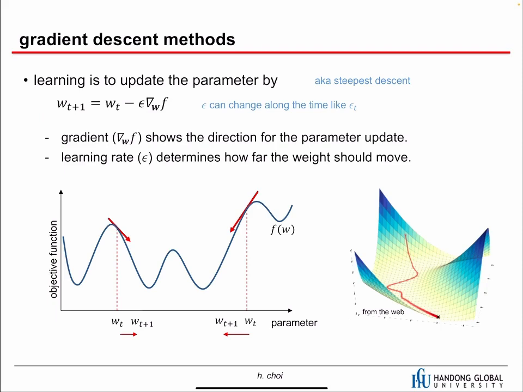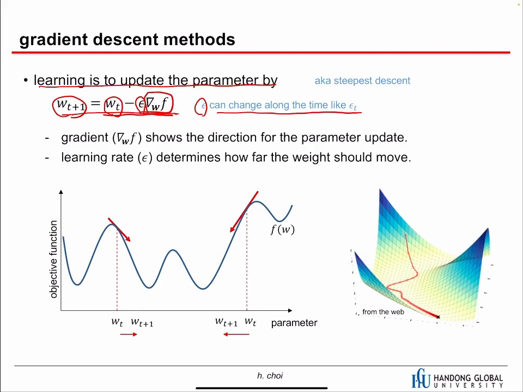Okay, so the first one is gradient descent methods, and the gradient descent methods are quite simple. Learning is to update the parameter by this rule. This one is the current parameter, this one is the updated parameter, and this one is the updating rule. We have a learning rate, and we have a gradient. The gradient defines the direction of the parameter update, and the learning rate determines how far the weight should move. And in many algorithms, epsilon can change along time, like epsilon sub t.